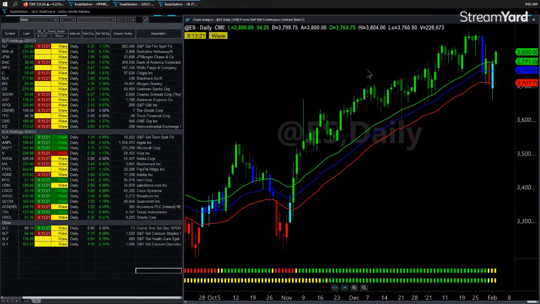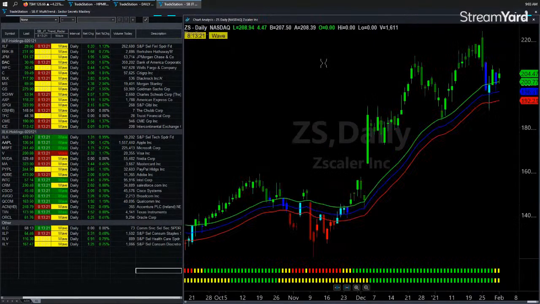Got a question here about, let's see here. I'll start at the top. Can I talk about any potential further upside in ZS? Can I talk about any potential upside in ZS? Yeah, I'm happy to. So let's jump right into that.